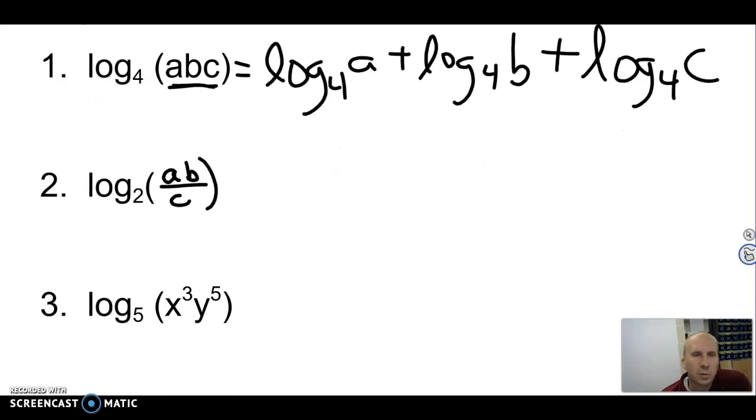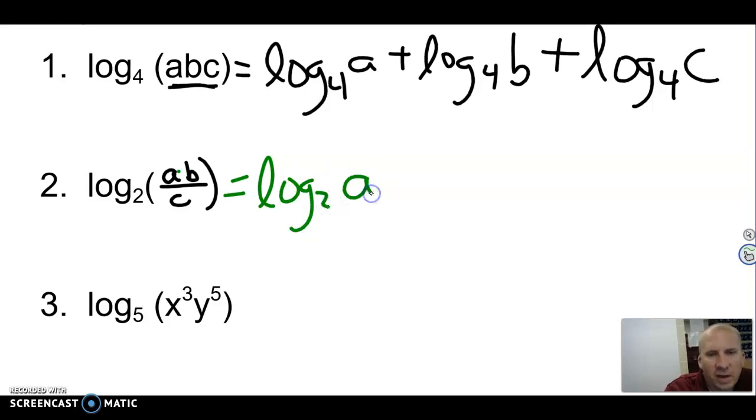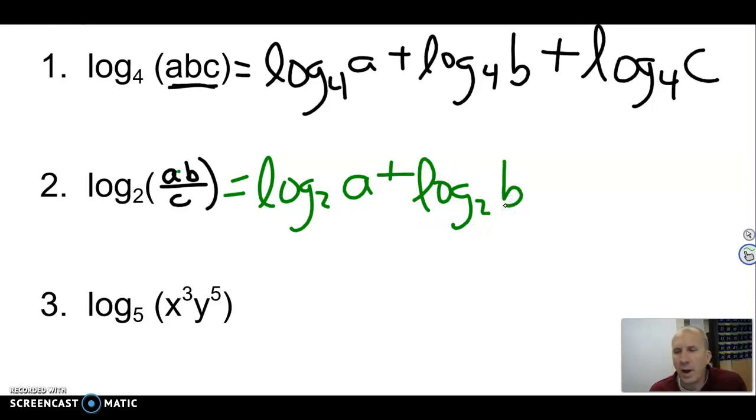In number 2, we're going to have two different properties working in the same problem. I have a multiplication and a division. Log base 2 of a times b divided by c. Again, that's going to split into three logs. Log base 2 of a plus log base 2 of b, because I have a times b. The product rule says if you have multiplication inside of a log, you can split it into two separate logs. Then I have divided by c.